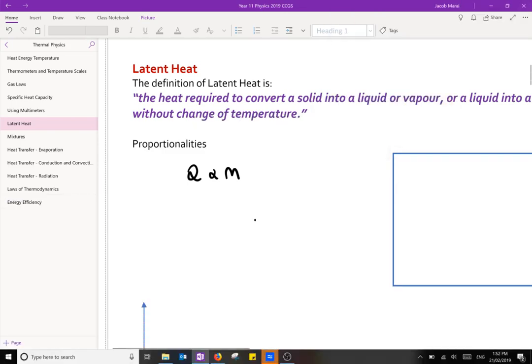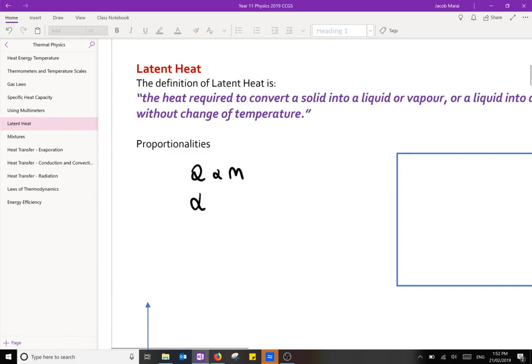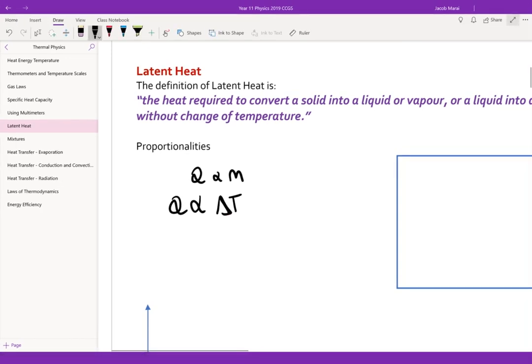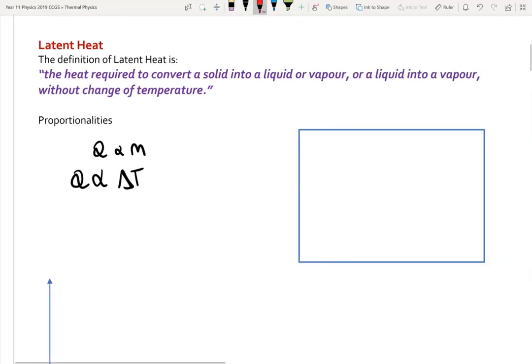Alright, here's where we're at. The heat required is proportional to the mass. This should make sense. The more particles you have, and you want to provide extra potential energy, you've got to put in more heat or more energy. It is not proportional to a change in temperature, because when you're going through a phase change, there is no change in temperature. The temperature remains constant.